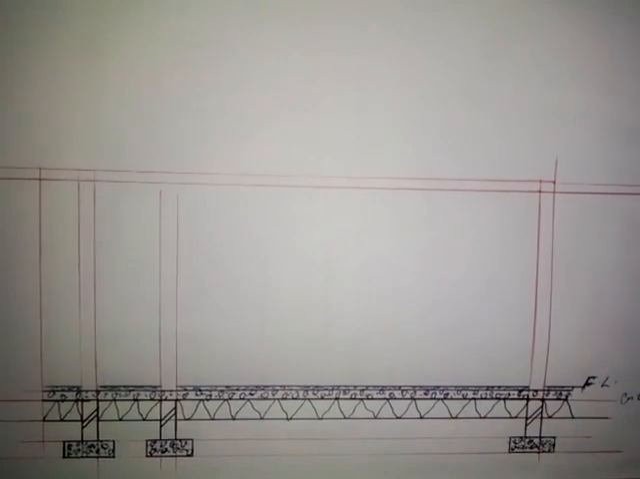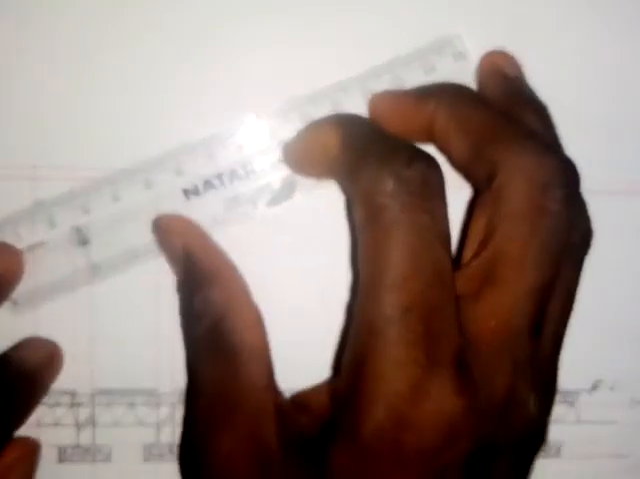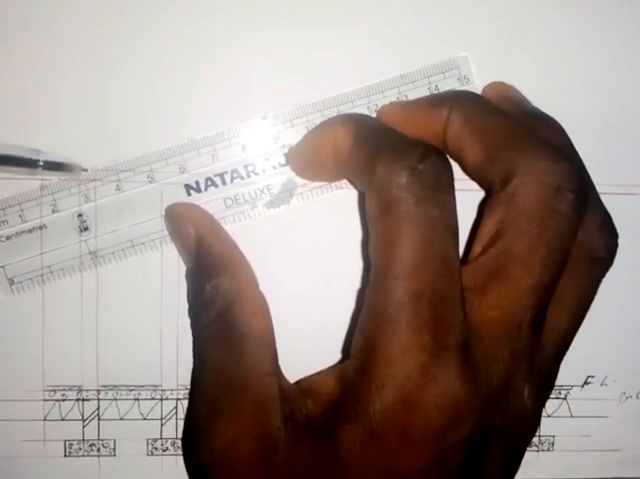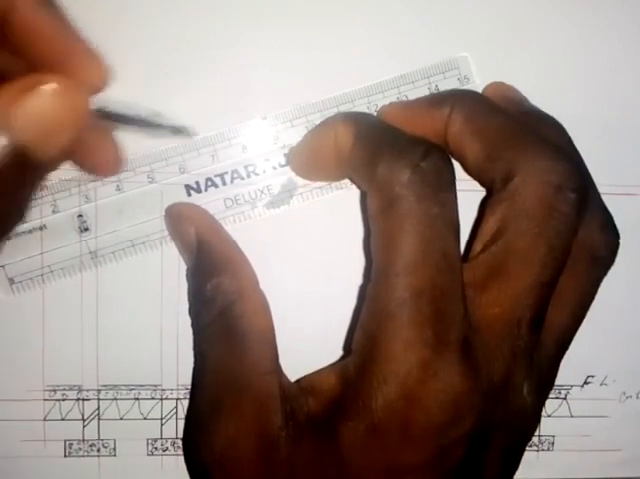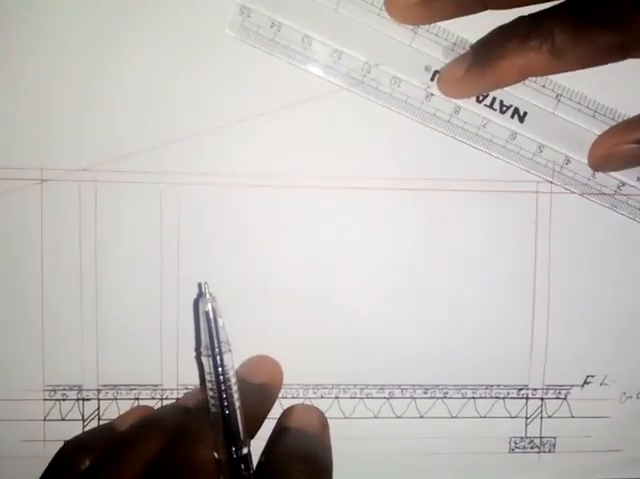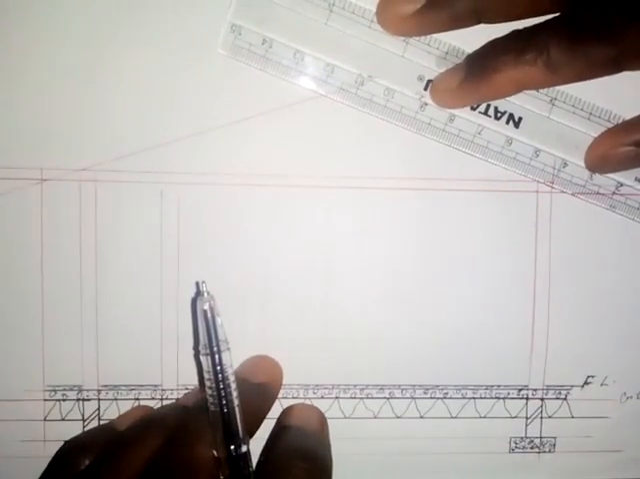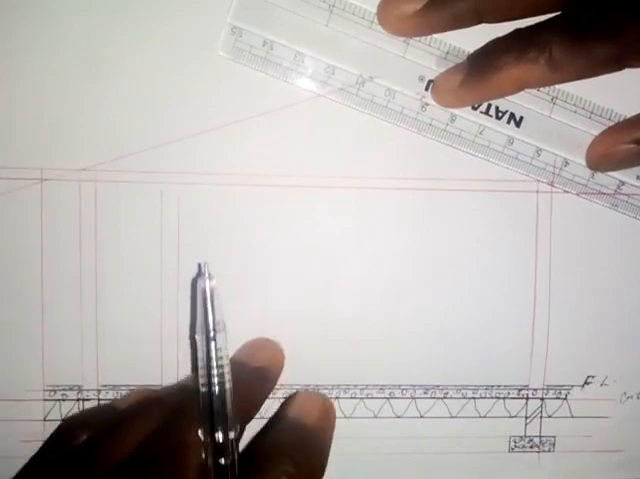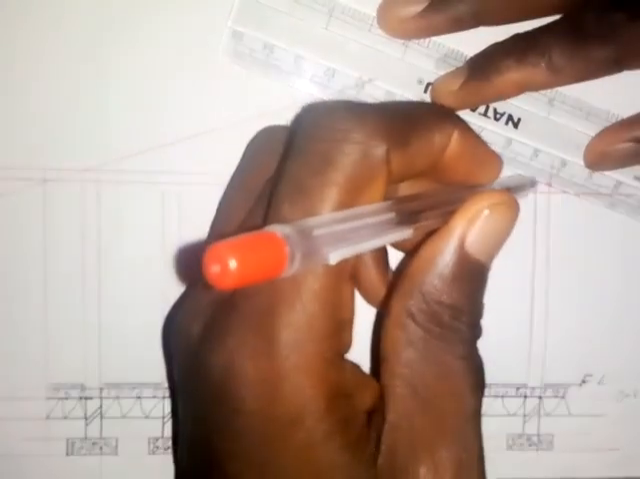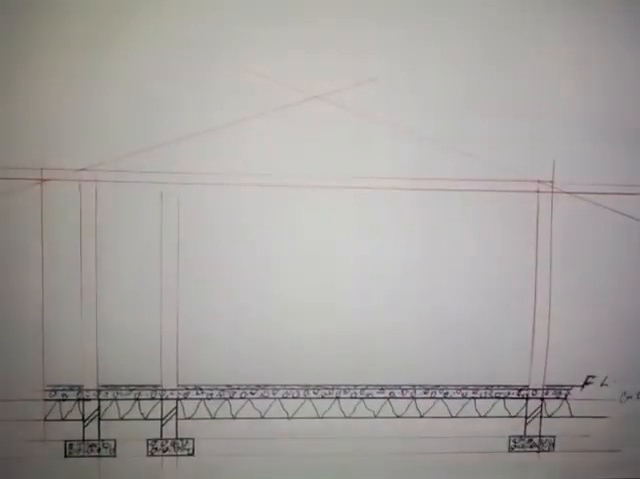With what I've done here, from here I will draw a line like this, and then from this point I will draw a line through the point where I've taken the angle. So I will also draw this. All right, so we have that.